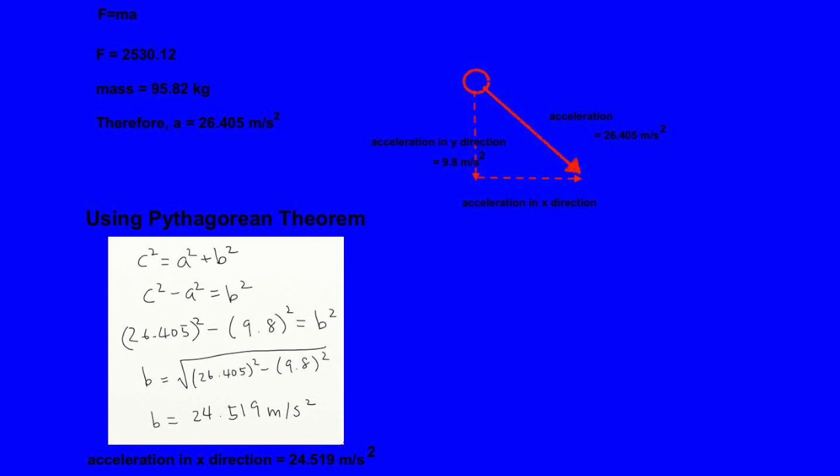We know the force is 2,530.12 newtons, the mass is 95.82 kilograms, and thus, by using the Pythagorean theorem, we know that c squared, which is going to be our final acceleration vector, must equal a squared plus b squared. a can equal the acceleration in the y direction, and b can equal the acceleration in the x direction. By using the Pythagorean theorem, we can find out that the acceleration in the x direction must be 24.519 meters per second squared.